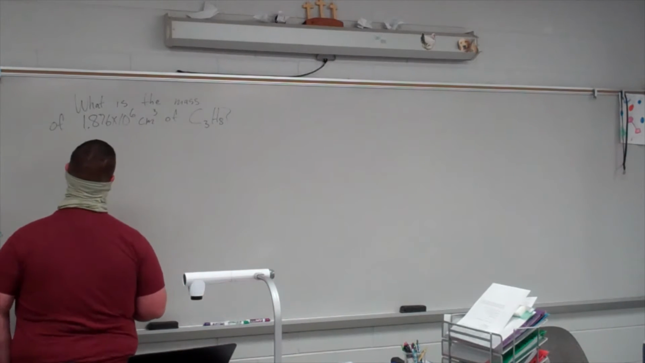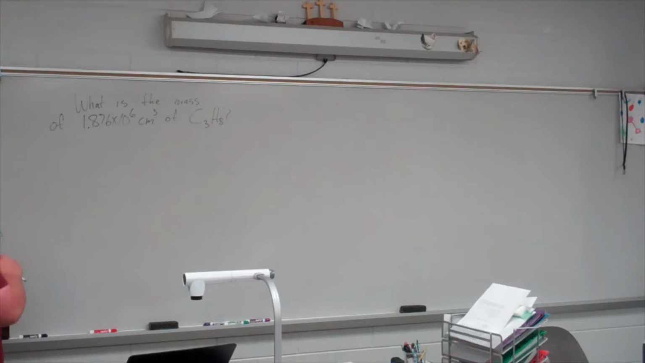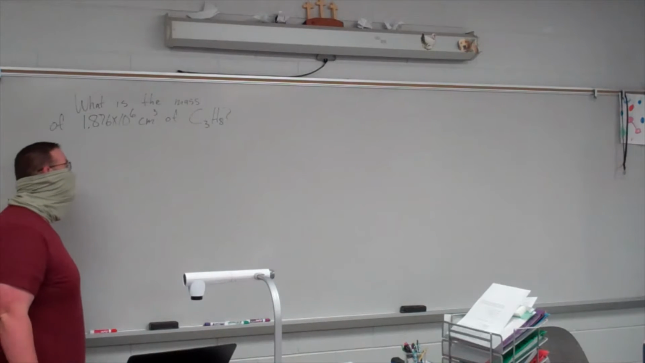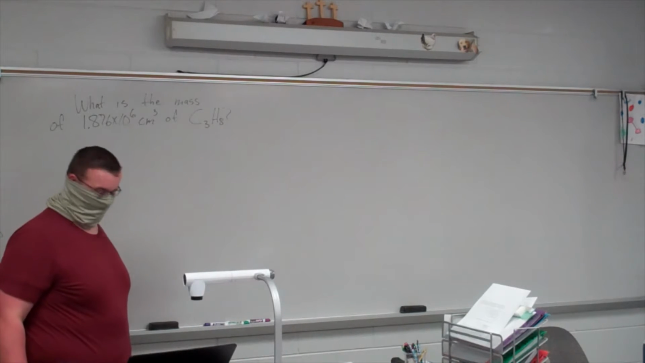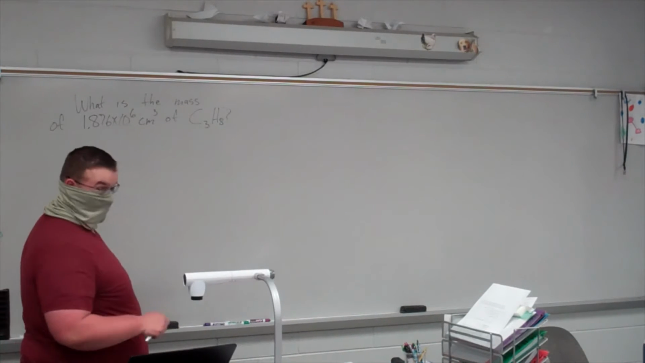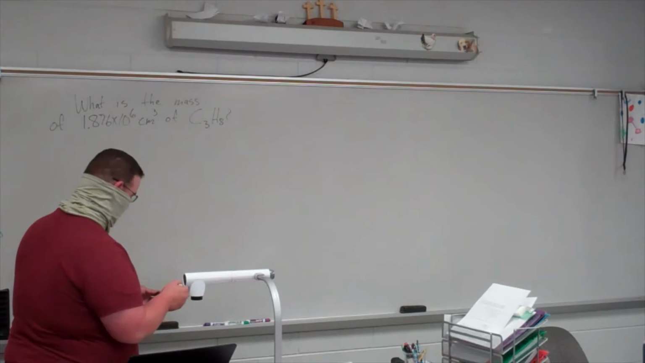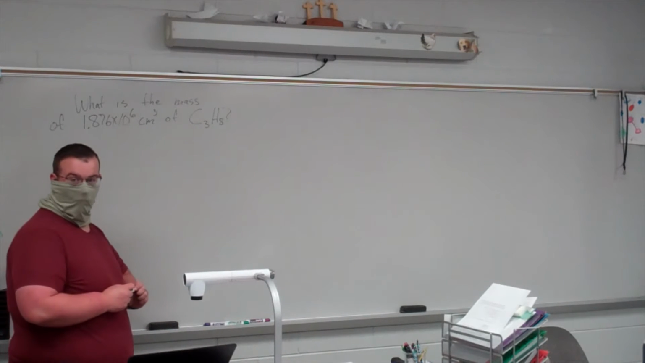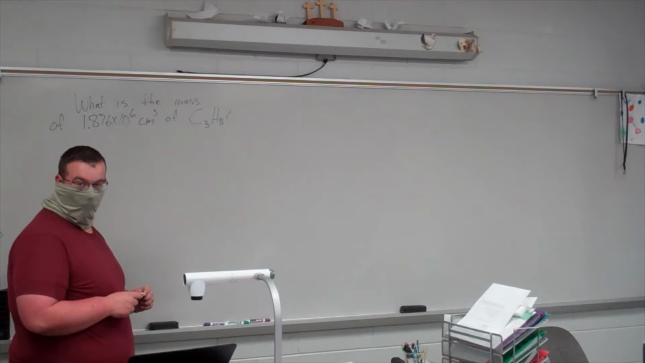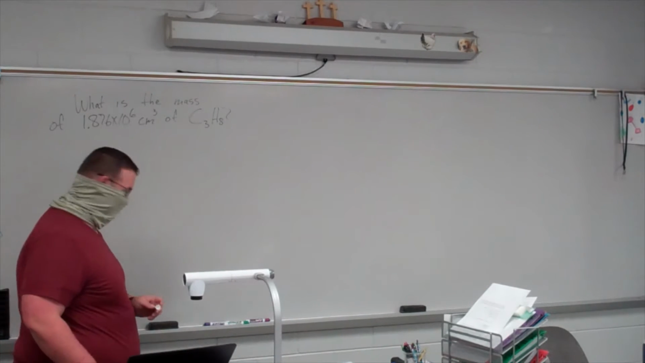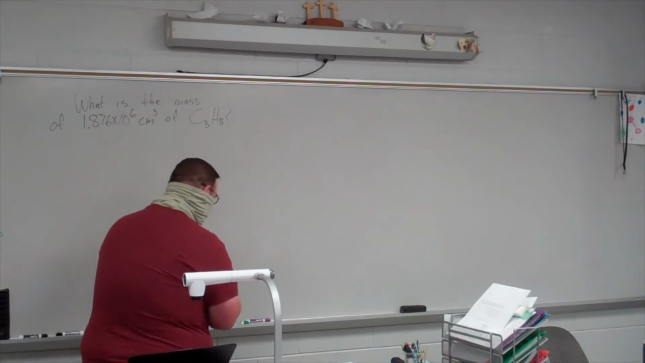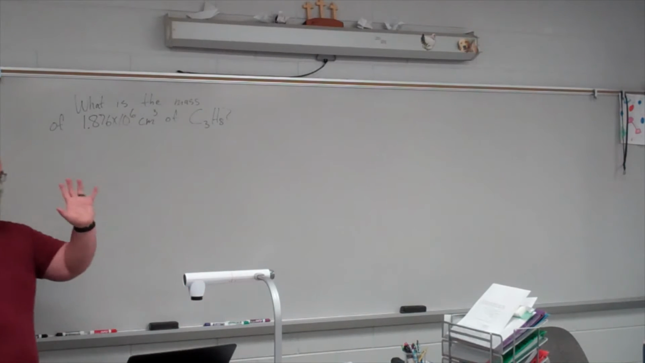So what is the mass of 1.876 times 10 to the 6th cubic centimeters of propane? C3H8. That is propane. That's what we're going to use to grill the steaks after. You're catching on to it. Good job, Drake.